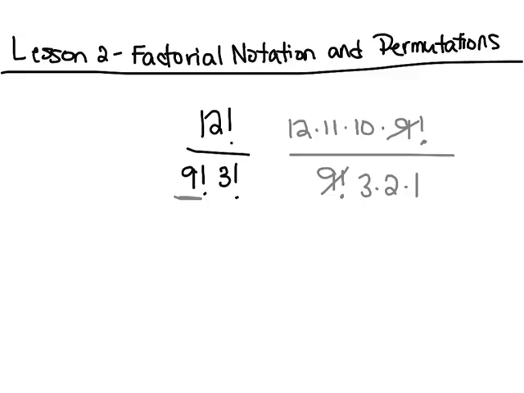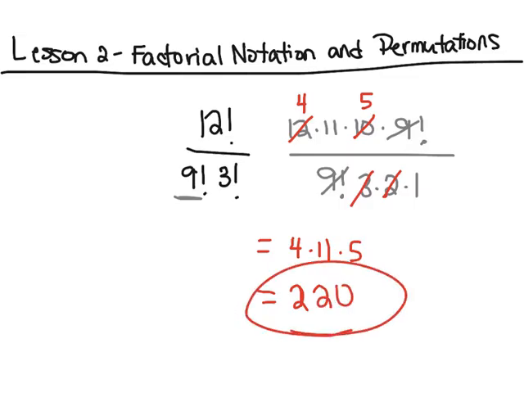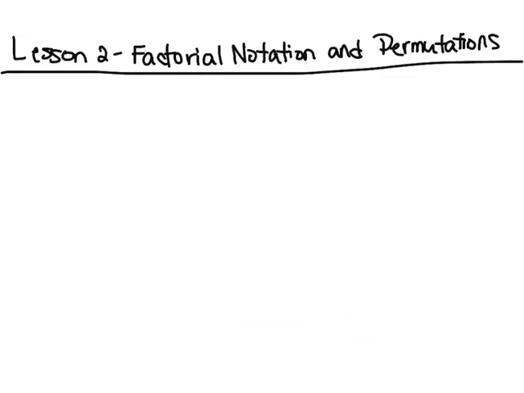Now what we can do is simplify the fractions that we already have. So if we take 10 and divide it by 2, this turns into a 5. And if we take 12 and divide it by 3, this turns into a 4. So what we're left with is 4 times 11 times 5. And 4 times 5 is 20, and 20 times 11 is 220. So this is our simplified factorial.